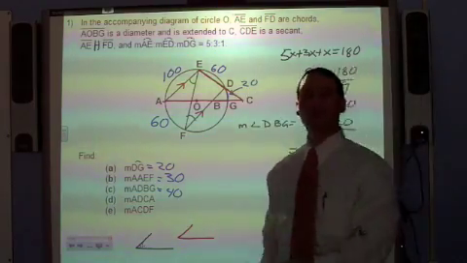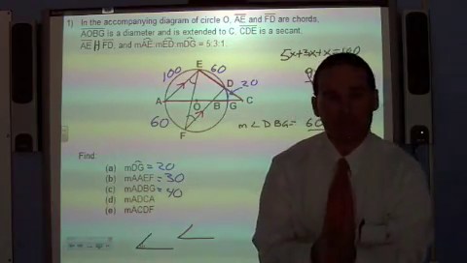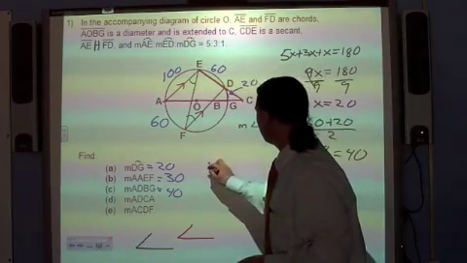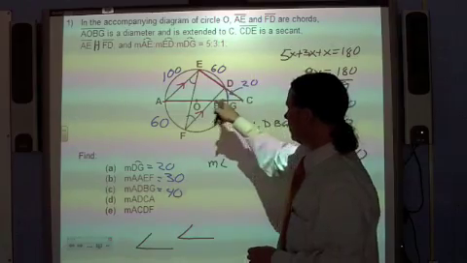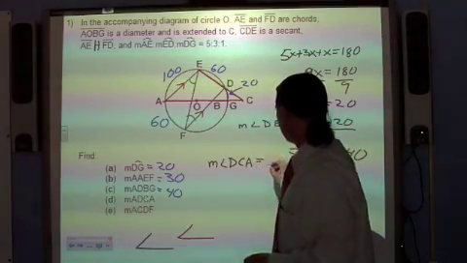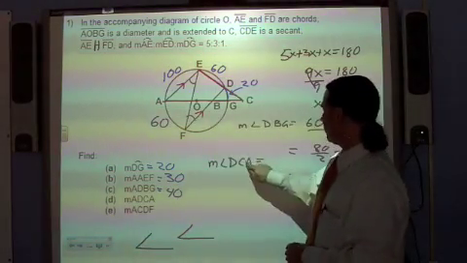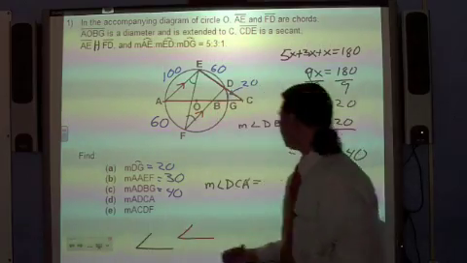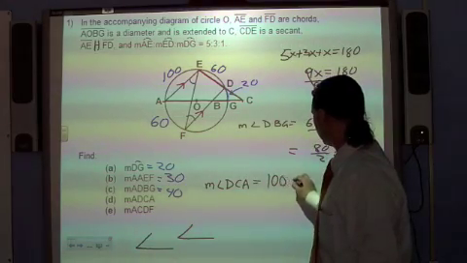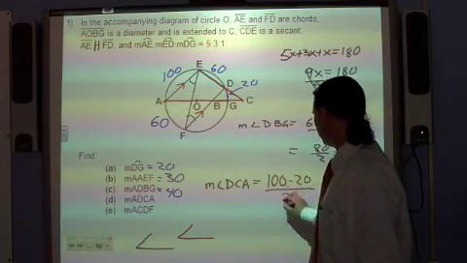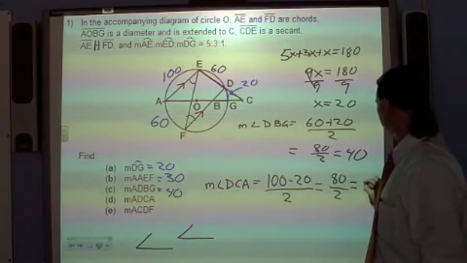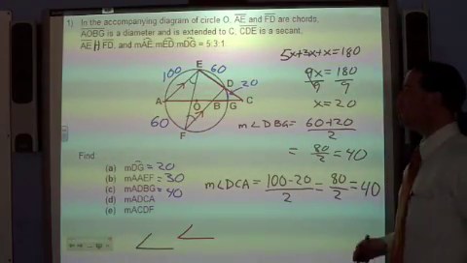So it's outside the circle, which is 1/2 the difference of the intercepted arcs. So you do measure of angle DCA equals 100 minus 20 over 2, which is 80 over 2, which once again gets you 40 degrees.